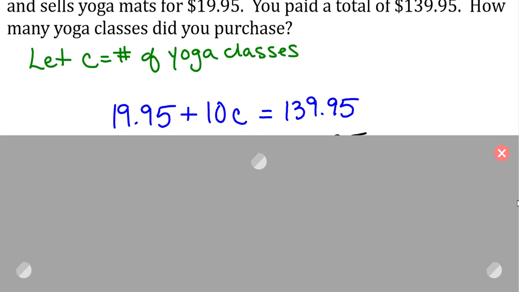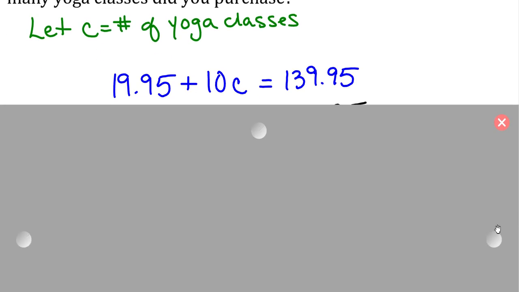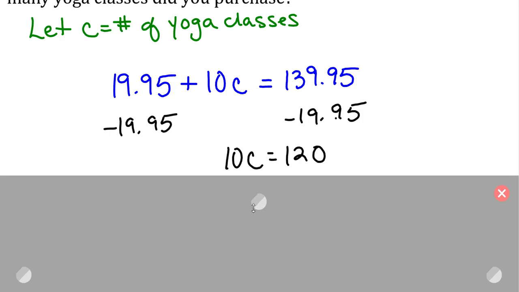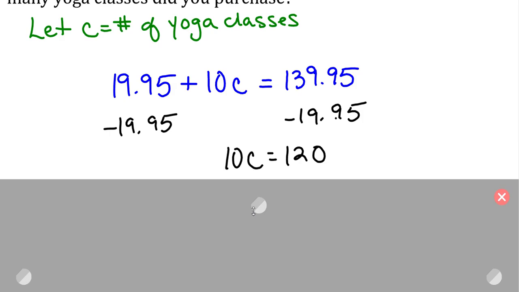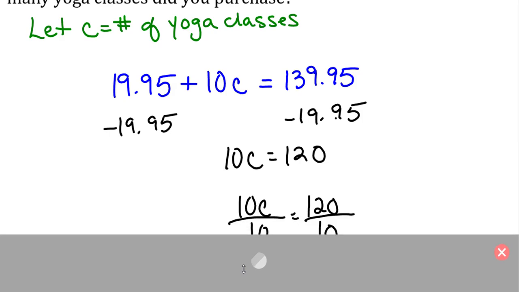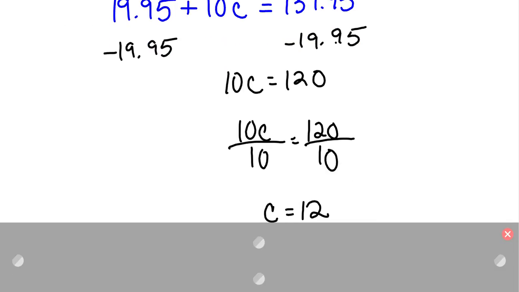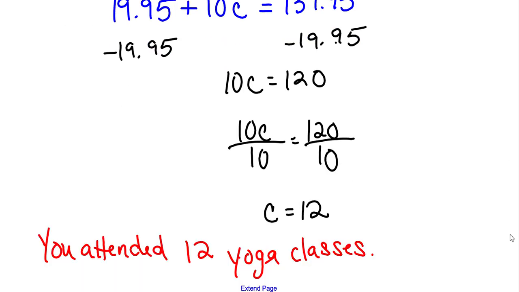Now, all I have to do is to undo the equation to solve for C. So I see this addition of $19.95. I'll subtract that from each side. Then I can divide by 10 and see that it will take 12 classes to have that total. So I'm going to write my sentence: you attended 12 yoga classes.